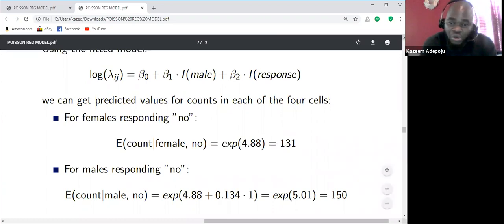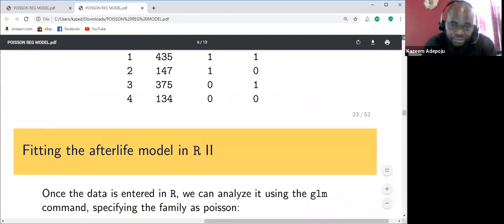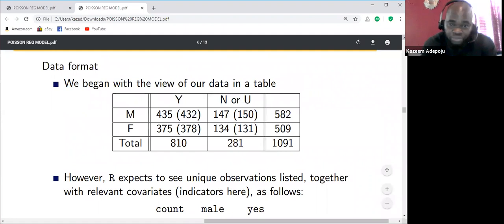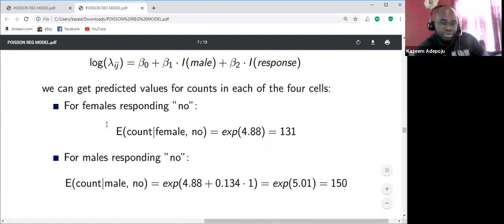If you want to go back, I'm going to walk you back and show you what I'm talking about. This is where we got 131 the other time, when we were doing a chi-square. Look at that, you get the same value. So if you want to figure out the predicted values for counts, for female responding no, it's going to be the exponential raised to the power of beta naught. I'm going to say that again: exponential raised to the power of beta naught.